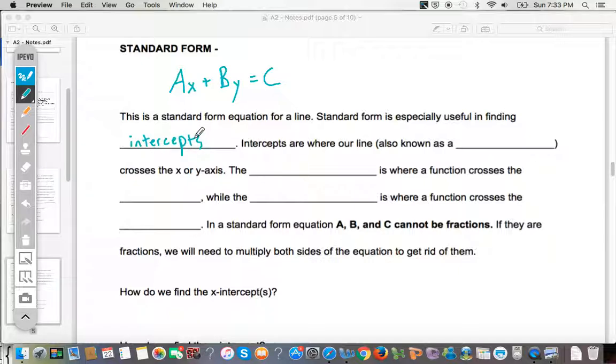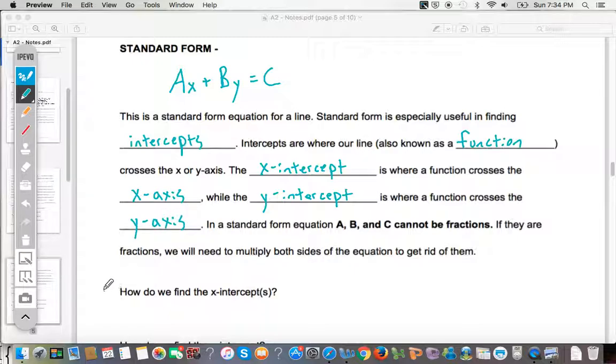So intercepts, as we've discussed a little bit so far, are where our line, also known as a function, okay, crosses the x or y axis. So the x-intercept is where a function crosses the x-axis, while the y-intercept is where a function crosses the y-axis.